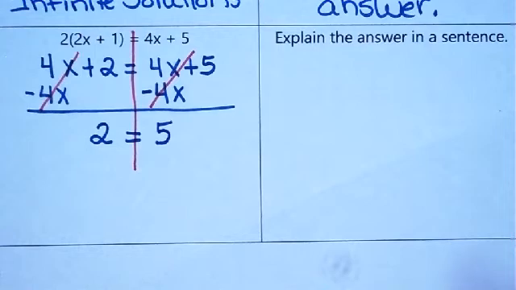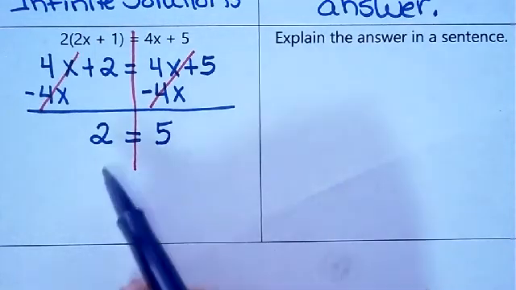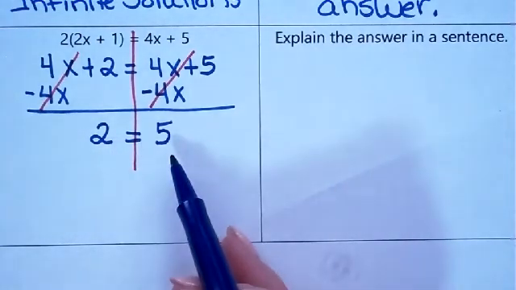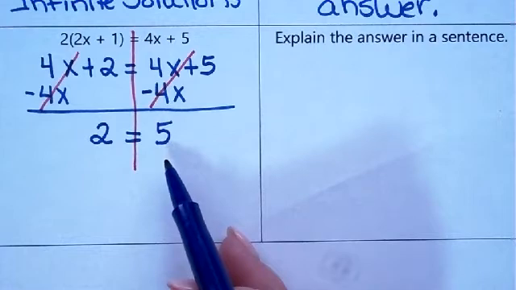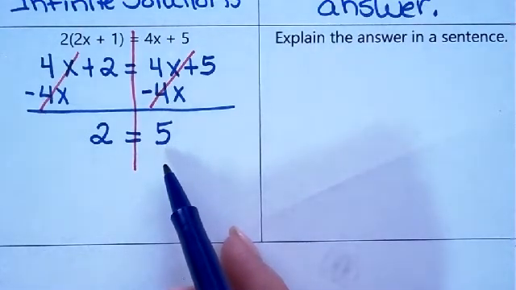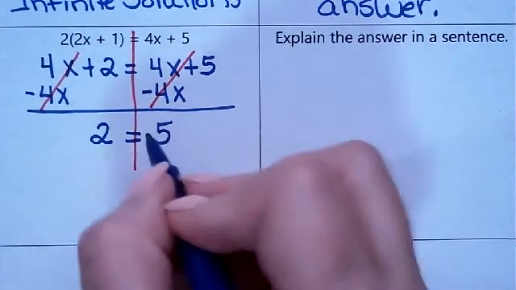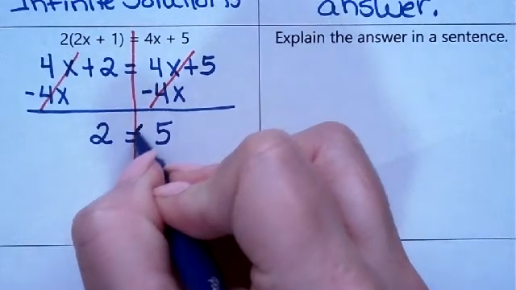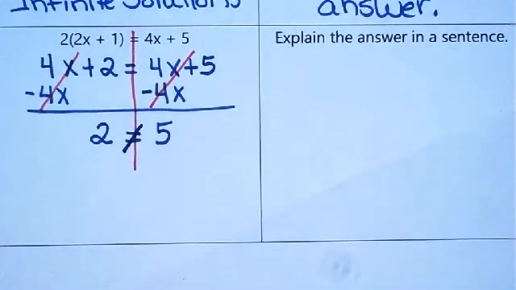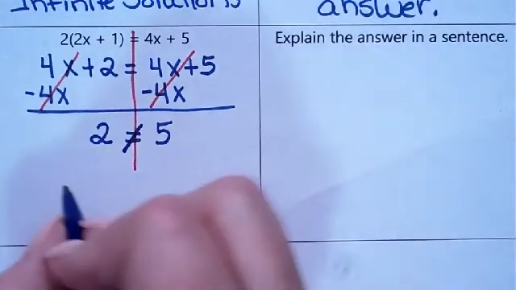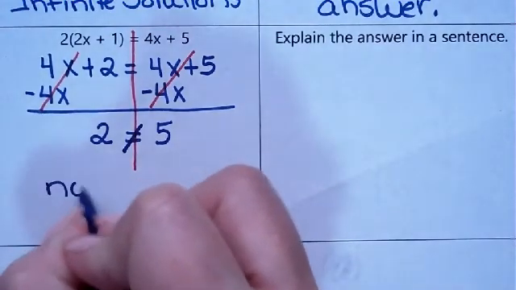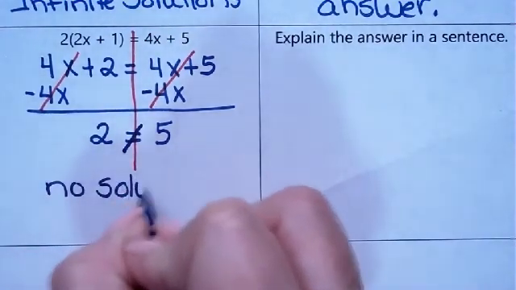Now look right there. We got a problem. Is 2 equal to 5? No way can 2 be equal to 5. Nope, nada, never. Okay, however you want to say it. I'm going to go right here and say that 2 is not equal to 5. Okay, what does that mean for us? That means that there is no solution.